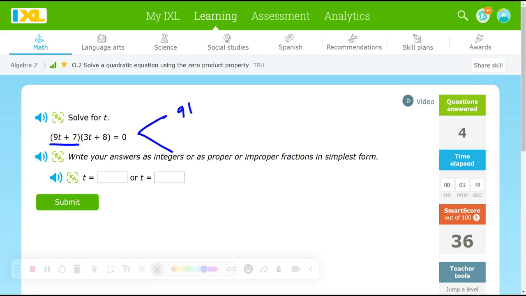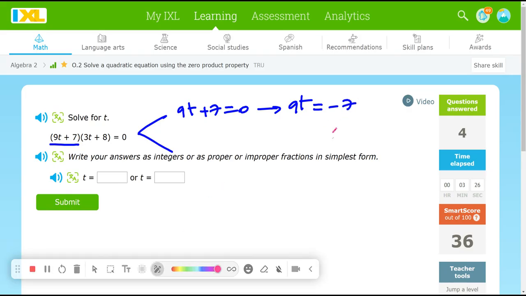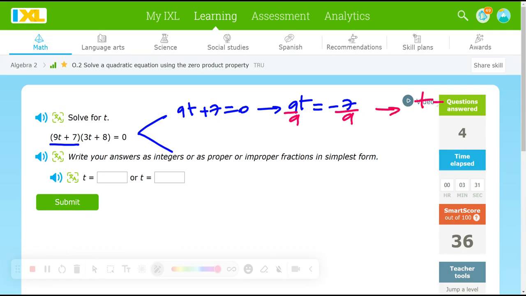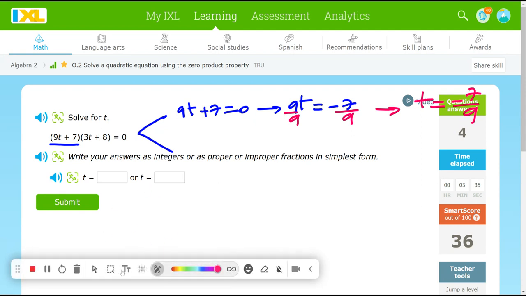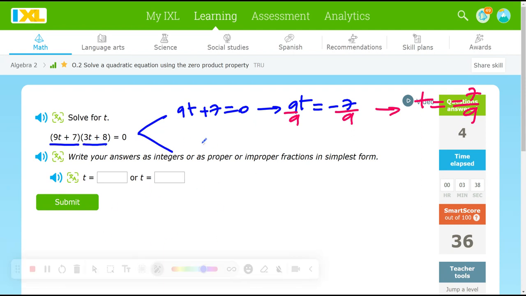Similarly over here, now we have 9t plus 7 equals 0. So 9t should be equal to negative 7, and then you divide both sides by 9. So I come out with t equal to negative 7 over 9. All right, so we got that really fast. And then the second factor, similarly, 3t plus 8 equals 0. So then 3t equals negative 8. You want to solve for t, so you divide by 3 on both sides. That's it. Two solutions.